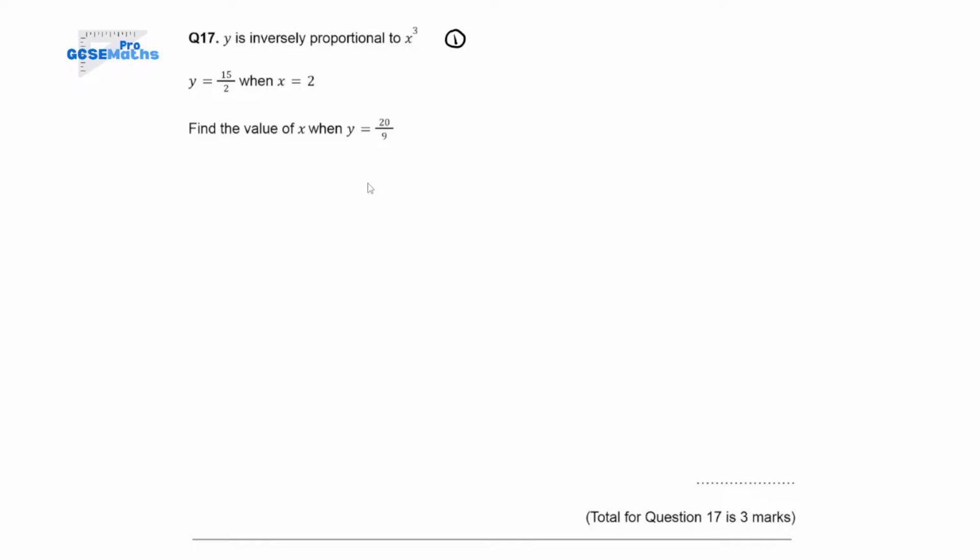I mean, step 1 is that first sentence, which is writing a formula. So that's obviously the inverse proportion formula, which you have to memorize, is k over x, or in this case, obviously k over x cubed.